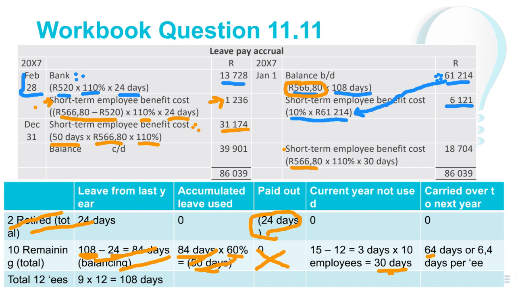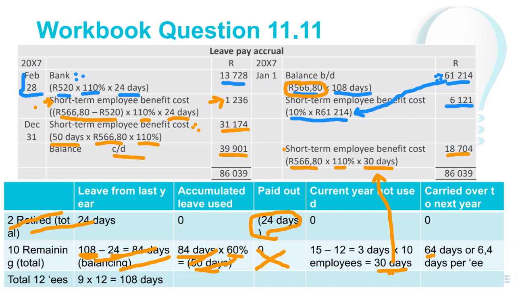So as a result, in preparing the provision, we must always use cost to company. We use cost to company times the increase of 10% and our 30 days from the current year. So these 30 days are recorded in that journal entry. And then we get 18,704. And then obviously the closing balance is going to be a balancing figure.